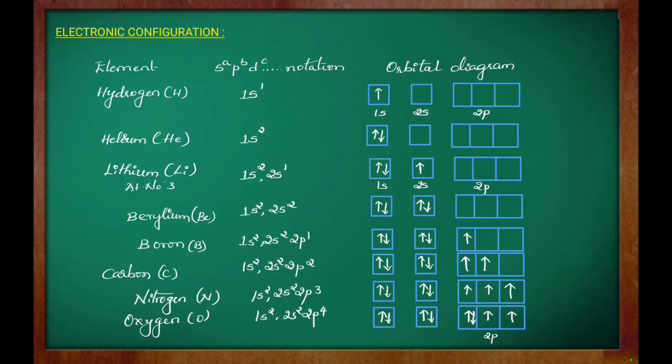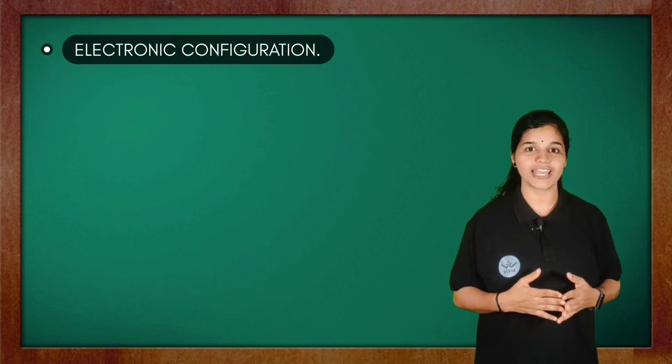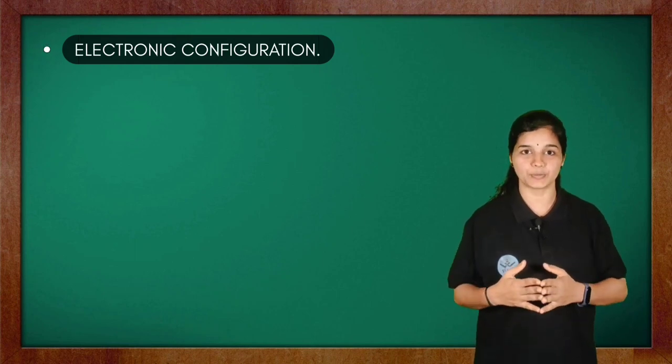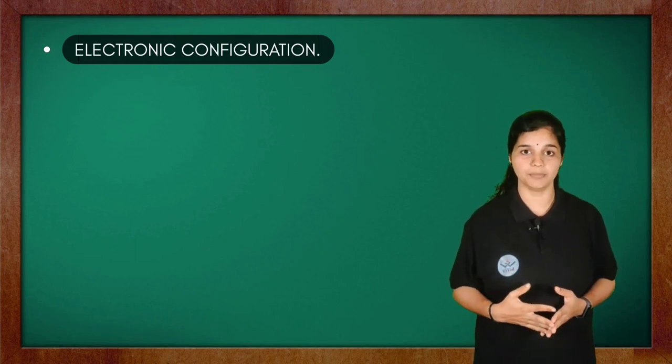In a similar way, you can write the electronic configuration for the rest of the elements. The electronic configurations of most of the atoms follow the basic rules, that is, the Aufbau principle, Pauli's exclusion principle and Hund's rule of maximum multiplicity.